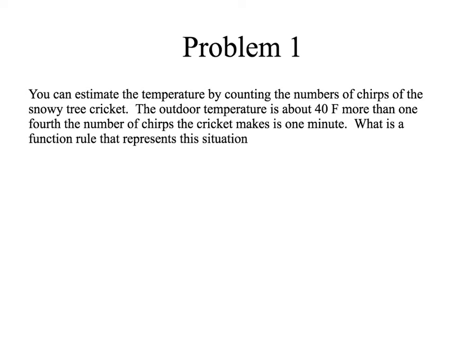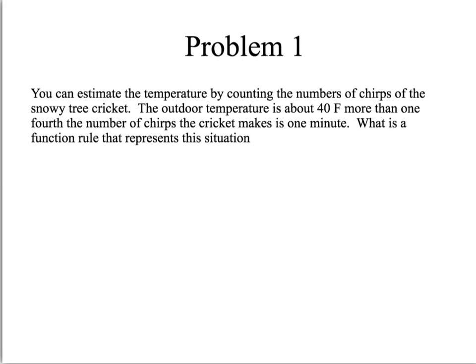Okay, so problem 1. It says, you can estimate the temperature by counting the number of chirps of the snowy tree cricket. The outdoor temperature is about 40 degrees more than 1/4 the number of chirps the cricket makes in 1 minute. What is the function rule that represents this situation? So it's up to you guys.